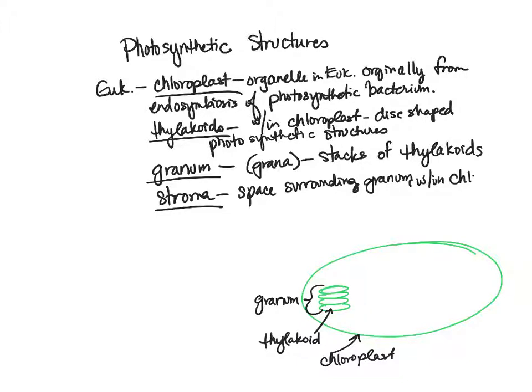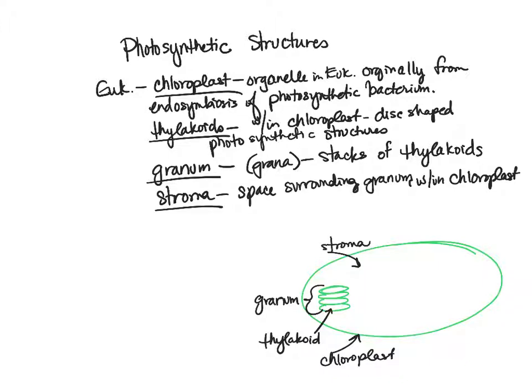Within the chloroplast, this space out here is the stroma. And this is important because when we talk about photosynthesis and the two stages, we're going to see that some of that is going to take place within the thylakoid in this stack of granum, and then some of this is going to take place in the stroma, so the space outside of that.